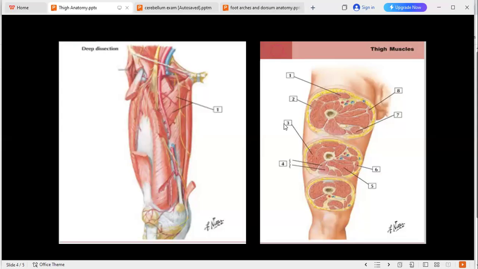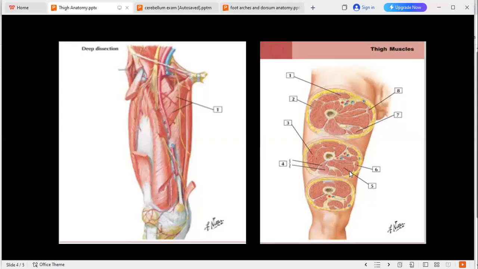How many compartments are there in the thigh? There are three compartments: anterior, medial, and posterior. Would you be able to tell me which muscles are classified in the anterior compartment? There are four muscles: quadriceps, biceps femoris, vastus medialis, vastus lateralis, vastus intermedius. What is the nerve of the anterior compartment? It's the femoral nerve. Okay, right.